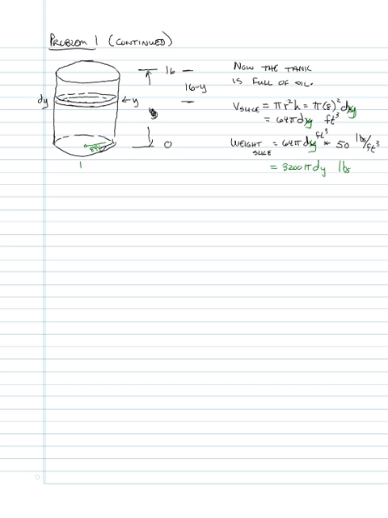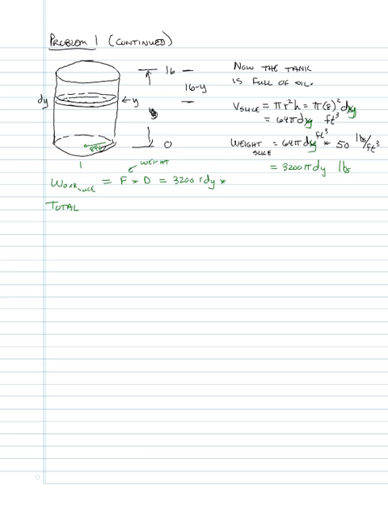Okay, well, we've seen how that was set up before, so the work for a slice would be the same. It would be the weight times the distance. I guess I ought to write that down as we did before. So the work to lift a slice will be the force, which is the weight, times the distance that it's going to be moved. Well, the weight is the 3,200 pi dy pounds.